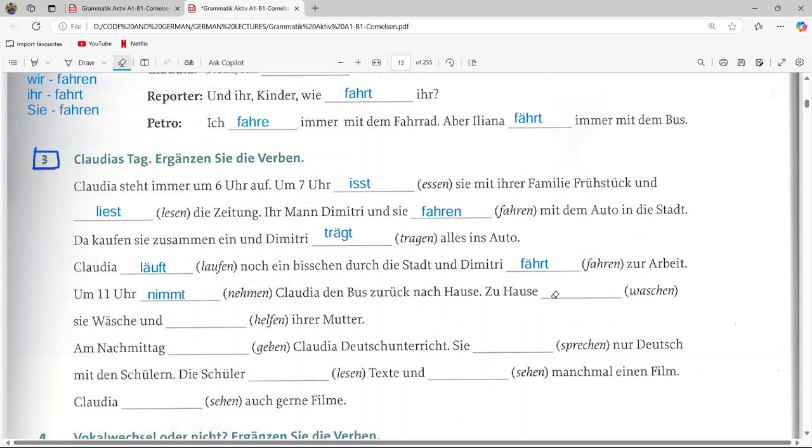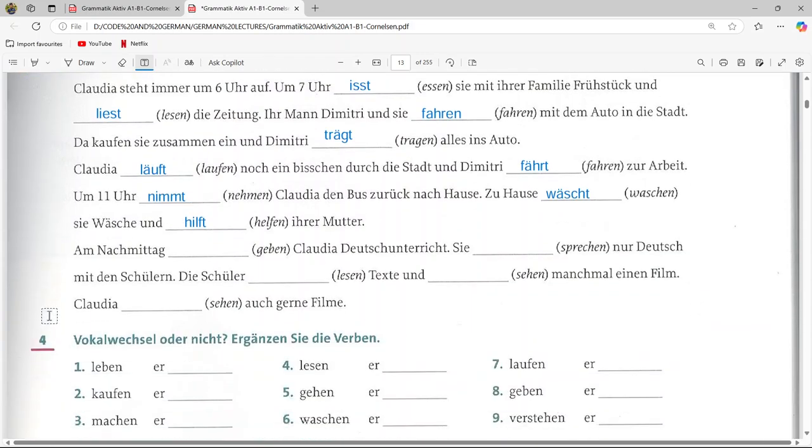So still we are talking about this sie form. Okay. So zu Hause wäscht sie Wäsche. So in the house Claudia washes the clothes. Okay. Und, still in the sie form. So und hilft ihrer Mutter, and helps her mother.